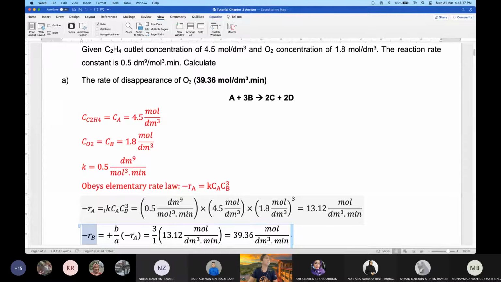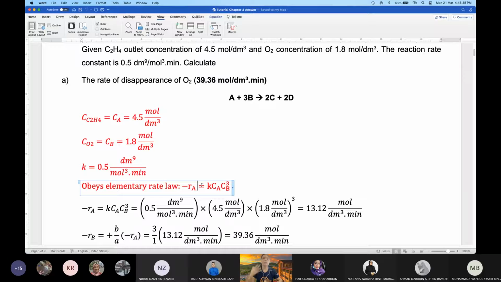Sebab rate law tu yang tadi saya kata pasal rate law minus RE ni, rate law ni mesti berdasarkan minus RE. So kita cari reaction order, kita cari K semua tu, dia adalah berdasarkan minus RE. Means, kalau saya nak cari yang spesies lain, saya cari dulu minus RE, then only I can get the rate for other species in the reaction.